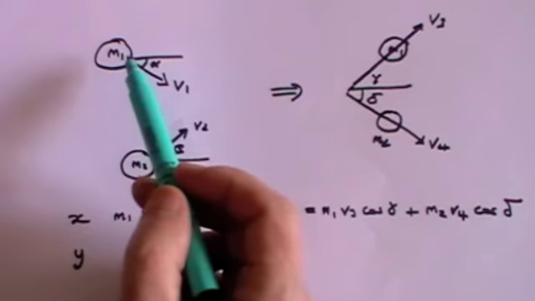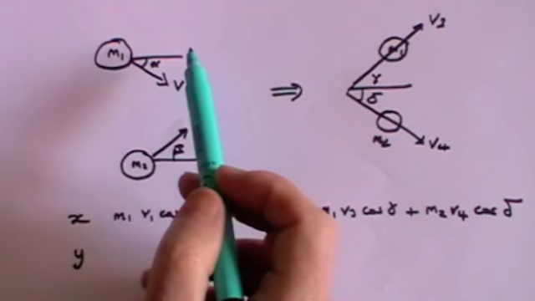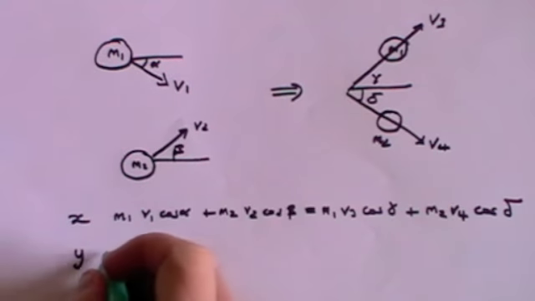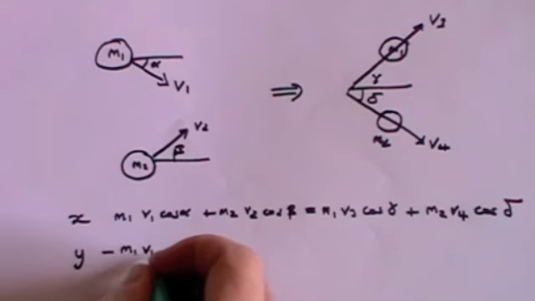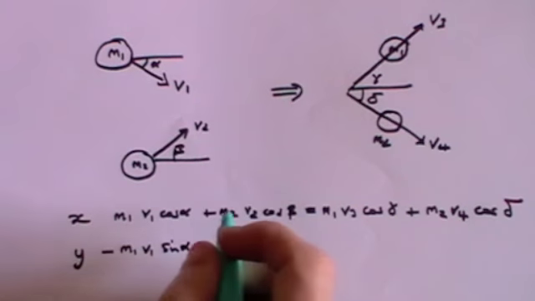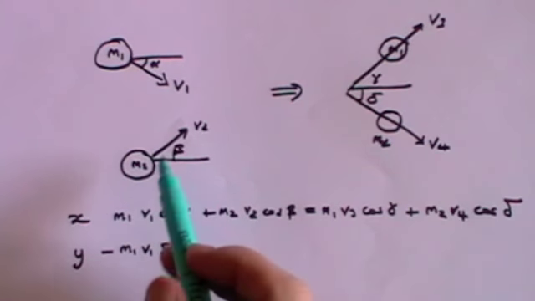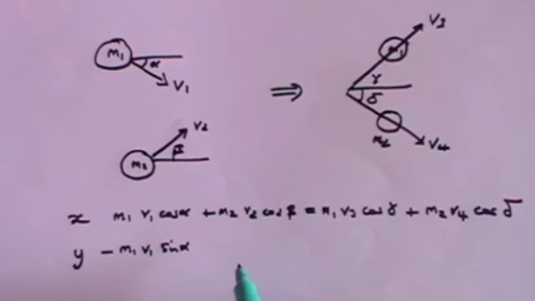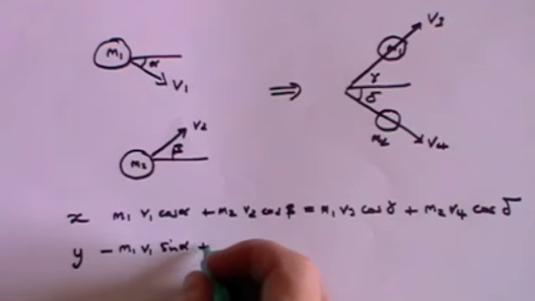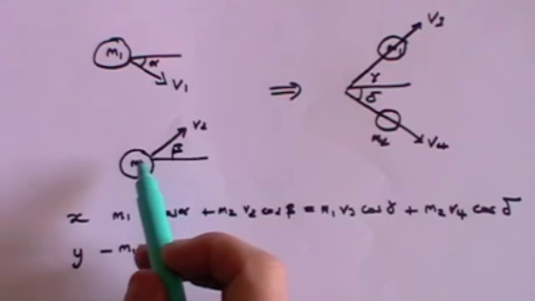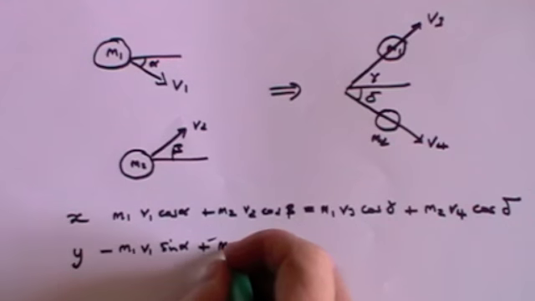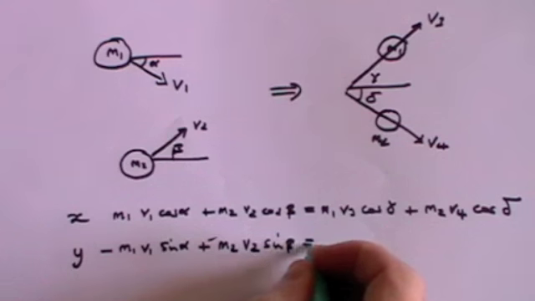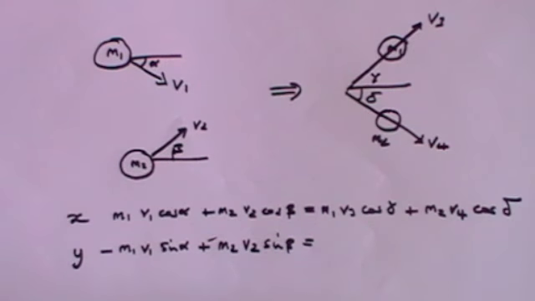So let's look first of all at the component of this ball in the y direction. Well, that's moving in the y direction downwards. So we start with a minus m1 v1 times the sine of alpha. What about this one? Well, the component is in the up direction in the y component. So the momentum in the y direction of this is going to be m2 times v2 times the sine of beta. And that's going to equal the momentum afterwards.